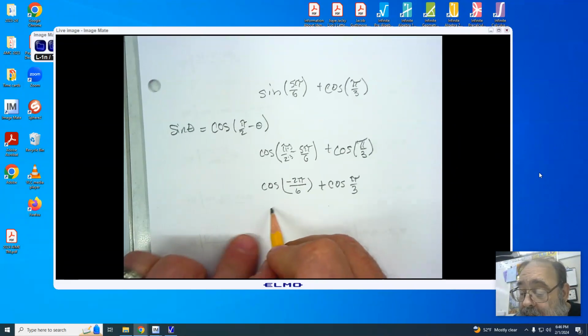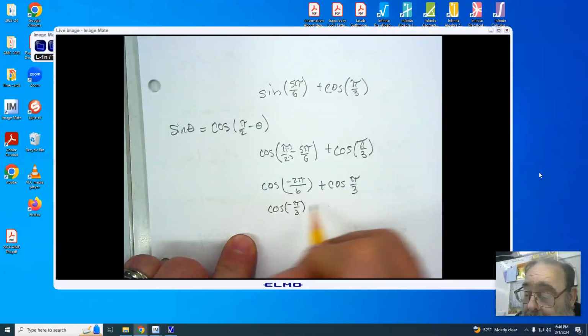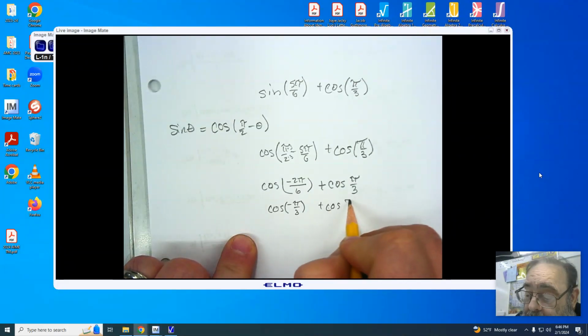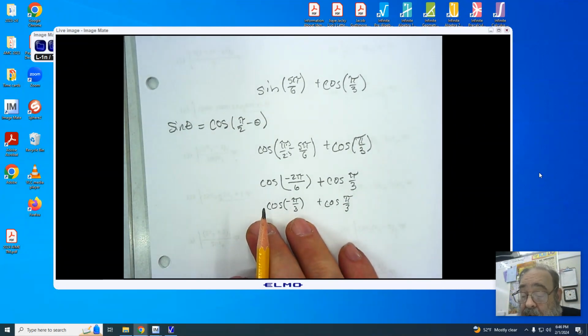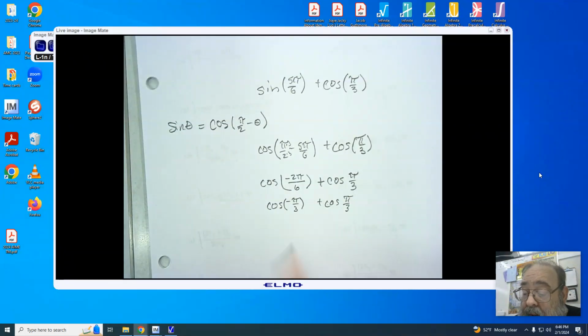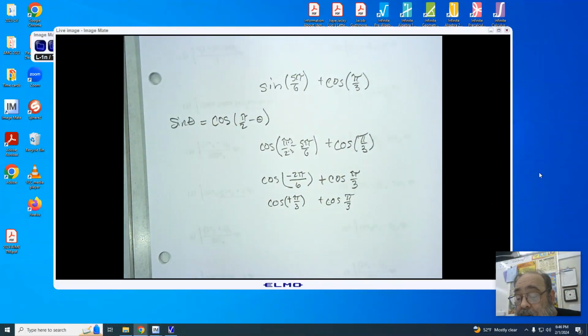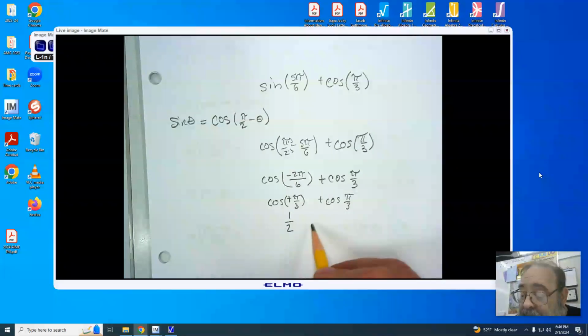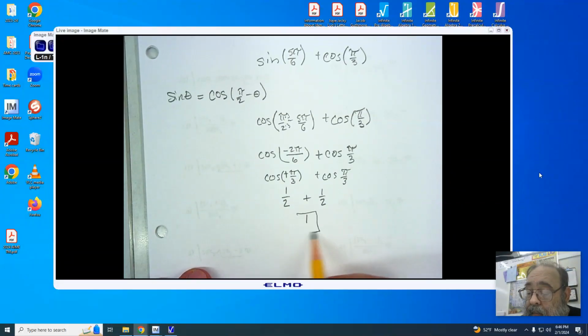Notice, this is the cosine of negative pi over 3 plus the cosine of pi over 3. According to our even-odd identities, cosine is an even function, so the negative drops away, leaving me with the positive pi over 3. We know that the cosine of pi over 3 is 1/2, plus the cosine of pi over 3 is 1/2, and we get 1 as our answer.